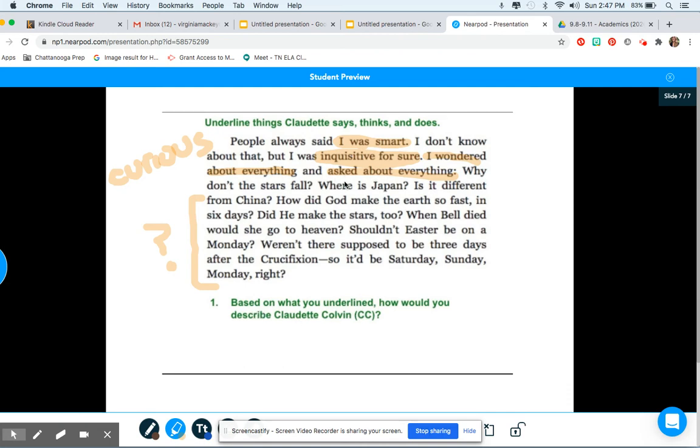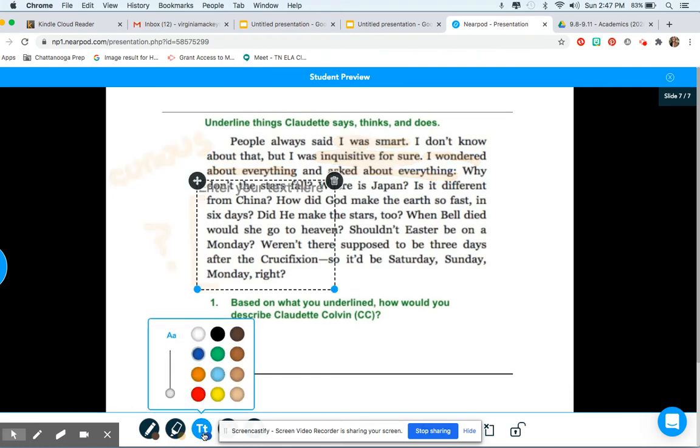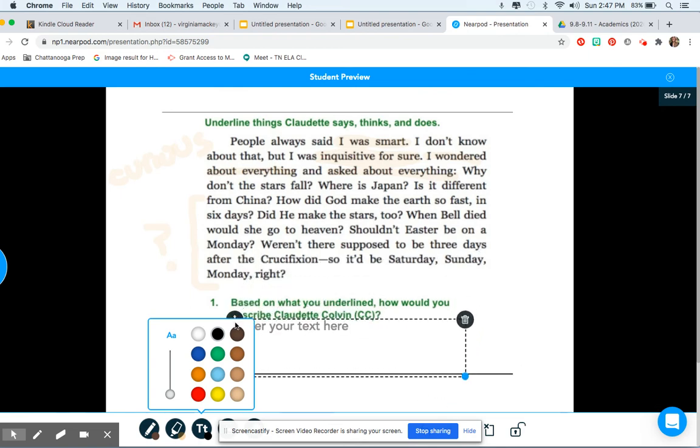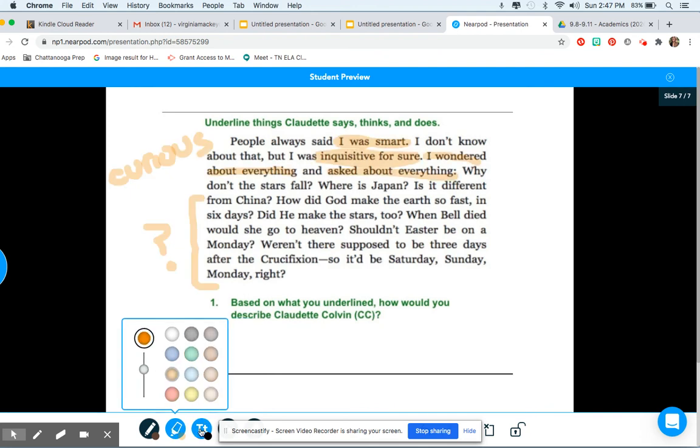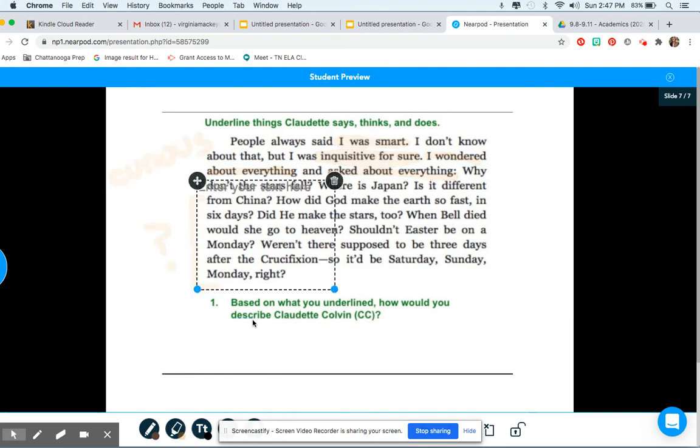So now I come down to my next question. Based on what I underlined or highlighted, how would I describe Claudette? So now I'm going to press the T. This gives me a text box, and I'll make my text kind of small. I'm going to drag my text box down here to answer this question. Based on what I underlined, I wrote the word curious, and I think that applies here. So I think that Claudette is curious.